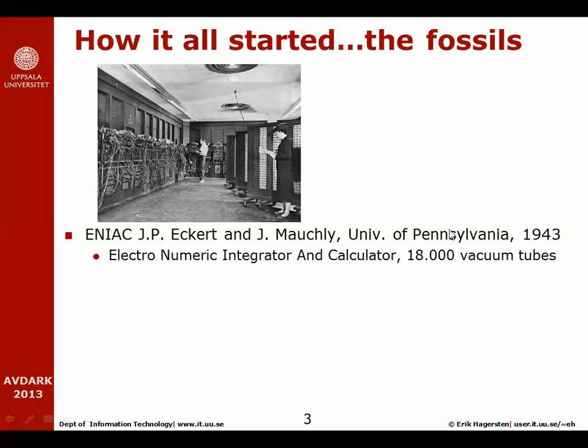This was the Electronic Numerical Integrator and Calculator, so that was the name of it. It consisted of 18,000 vacuum tubes. What you see on this picture here is the program. So it was programmed by inserting cables into a big switchboard. 1943 is when they started to work on this during the war. Its job was to calculate trajectories for artillery and so on.